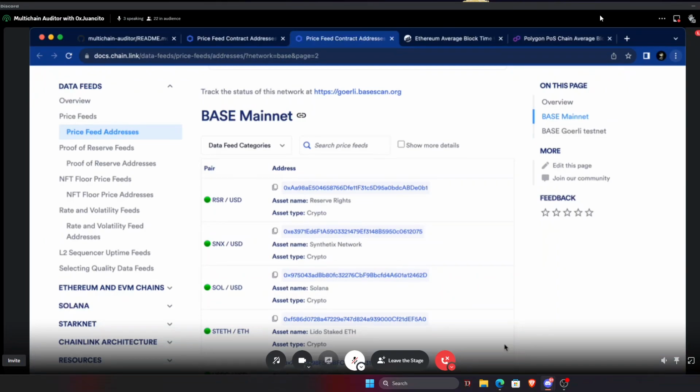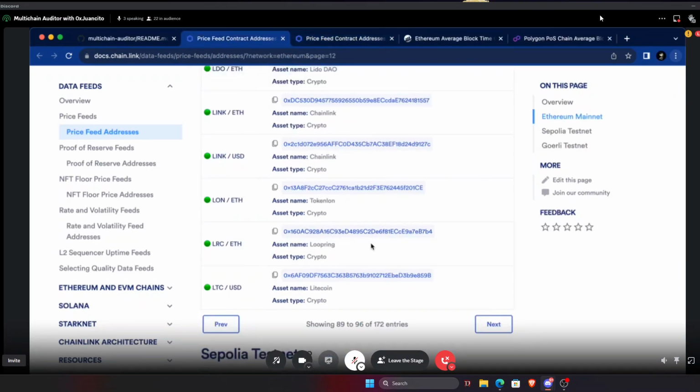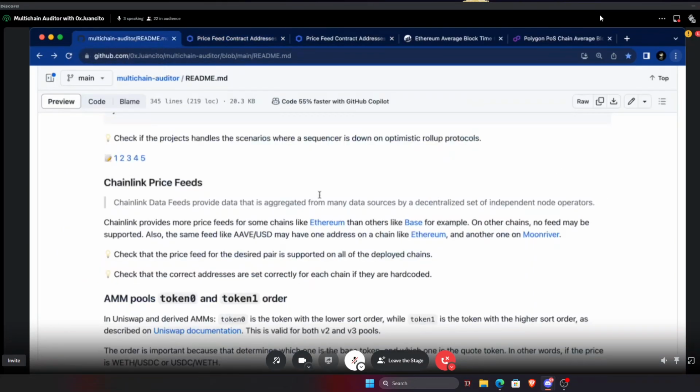You're trying to lend some money on some protocol, and you will find that there's no feed, so the function will probably revert, and you might experience some issues there as well. So you might not want to deploy all your features in all the protocols, or you may want to find another price feed provider that might not be Chainlink. So you might want to check that out as well.